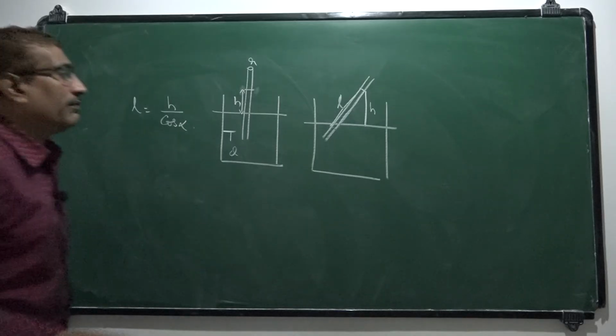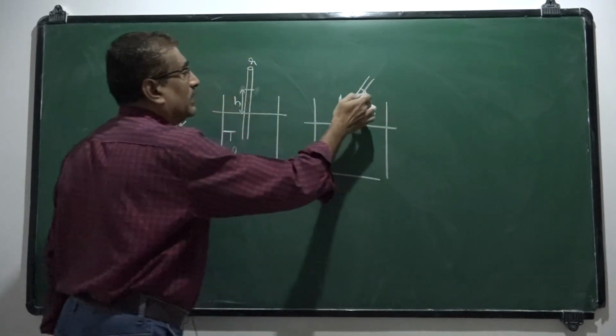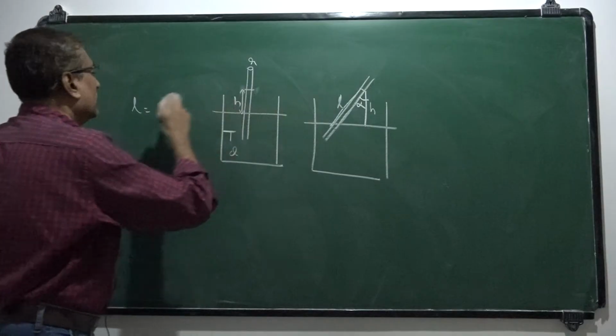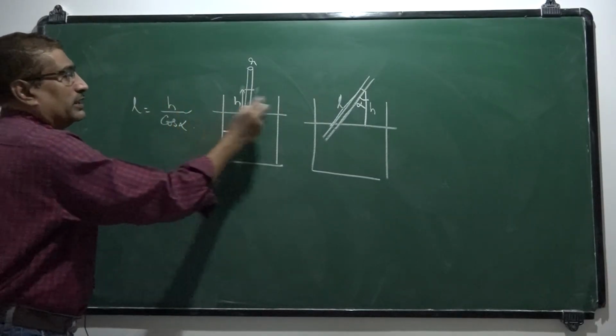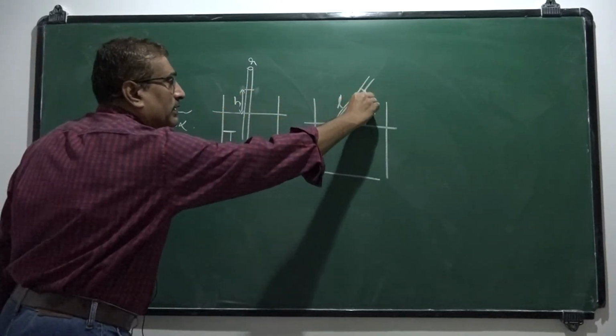If it is tilted from the vertical at an angle alpha like this, then cos alpha is equal to H by L. So, L is equal to H by cos alpha. You have to remember this one also. Remember that this vertical height remains constant.